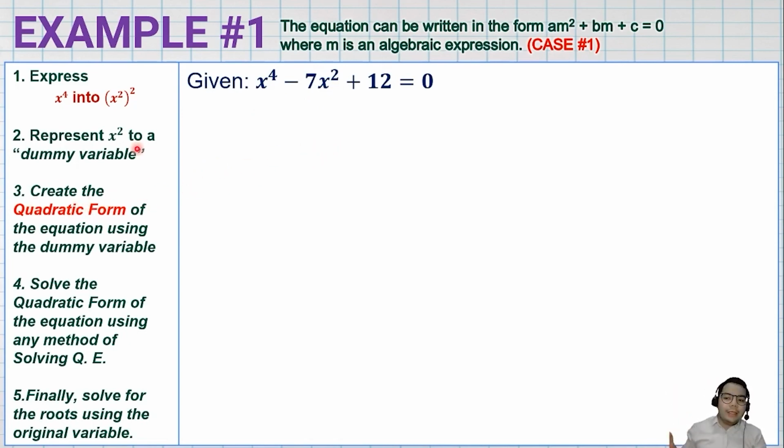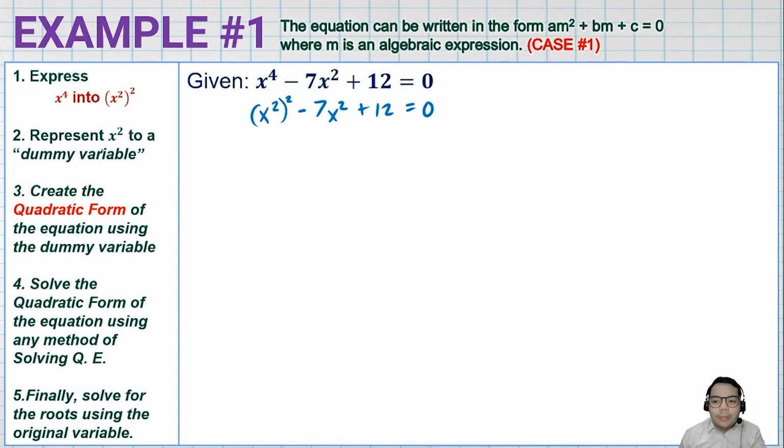On the left side of this presentation, you can see that we have 5 different steps in solving this type of equation, and one of them is transforming it into a quadratic form. As we start, it says to express x raised to 4 as x squared raised to 2. That is our first step. And yes, x squared raised to 2 is equivalent to x raised to 4. So, x squared raised to 2 minus 7, then copy the rest: 7x squared plus 12 is equal to 0. That is our first step.